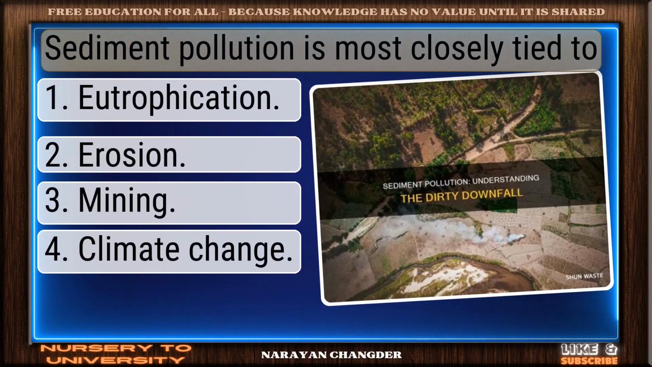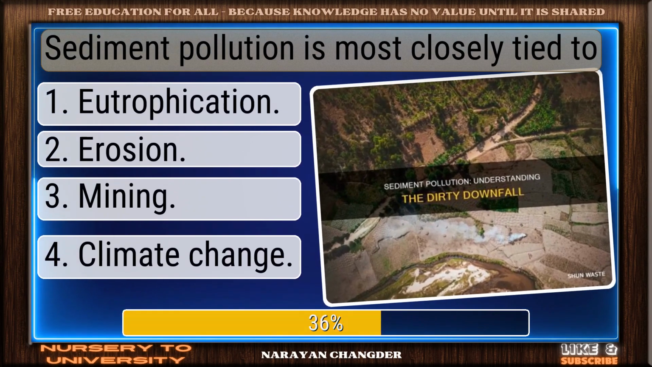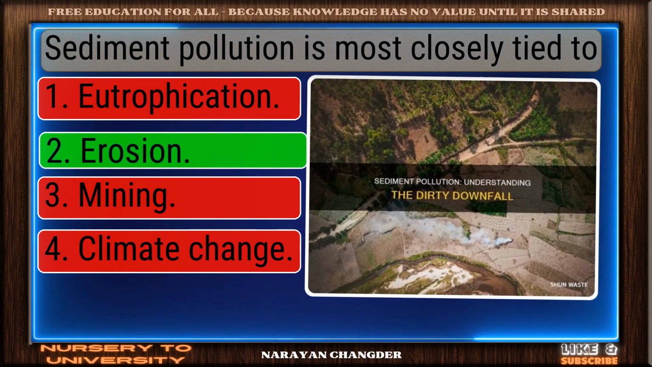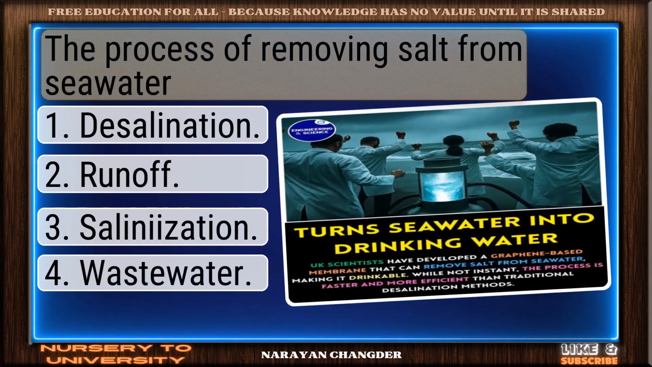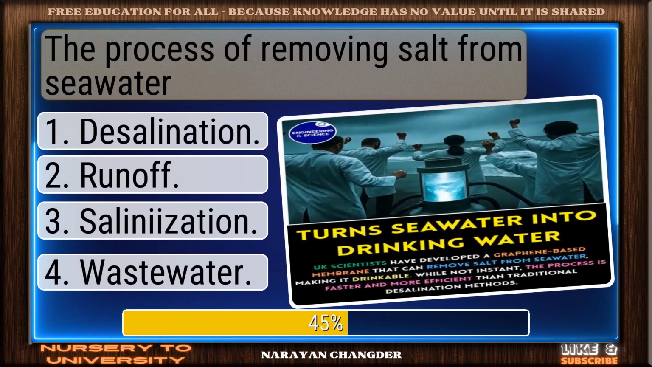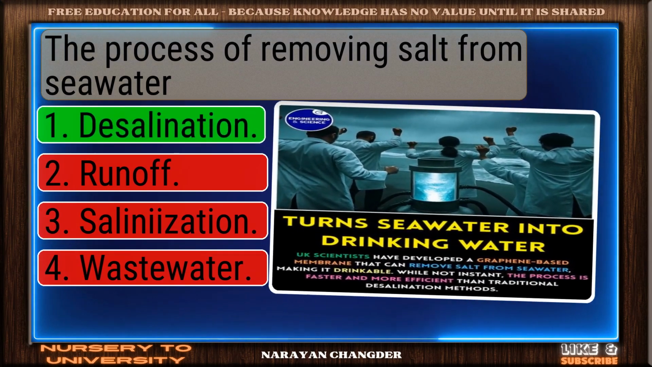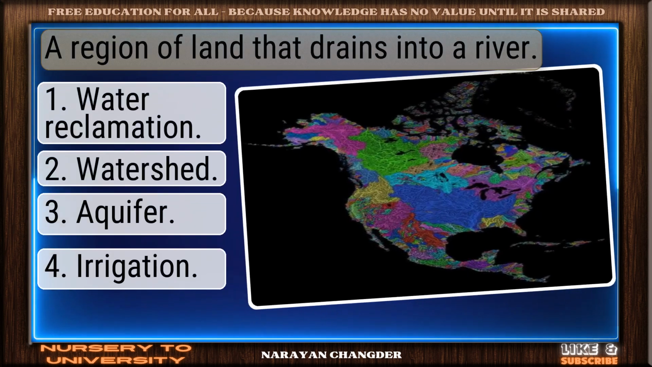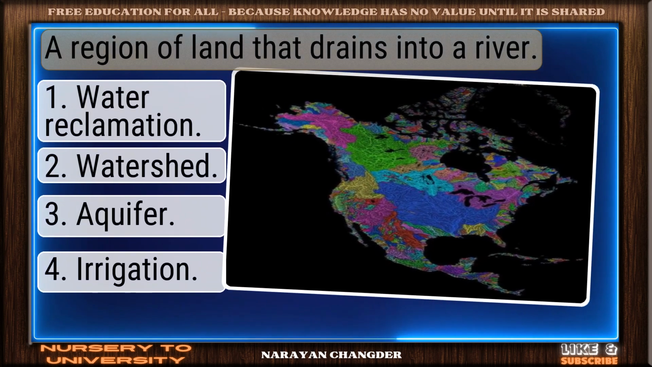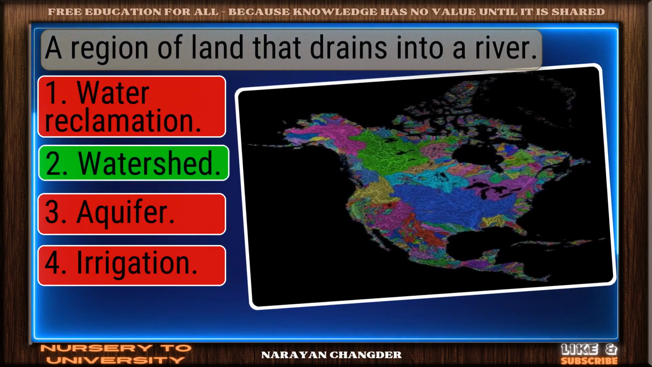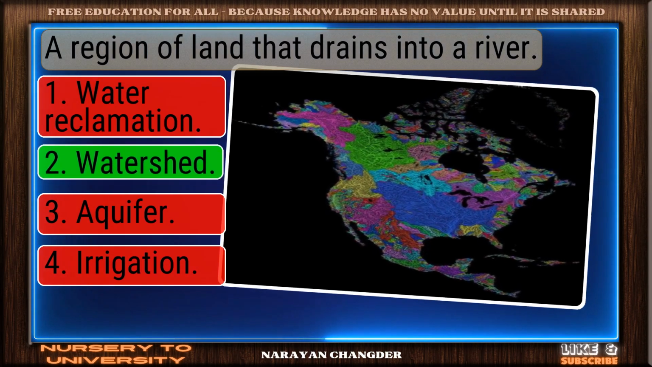Sediment pollution is most closely tied to... Nice selection. Erosion is correct. The process of removing salt from seawater. Bravo. Desalination is the answer. A region of land that drains into a river. Right again. Watershed is valid.